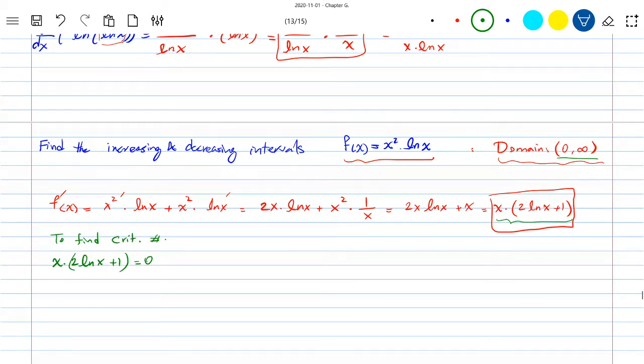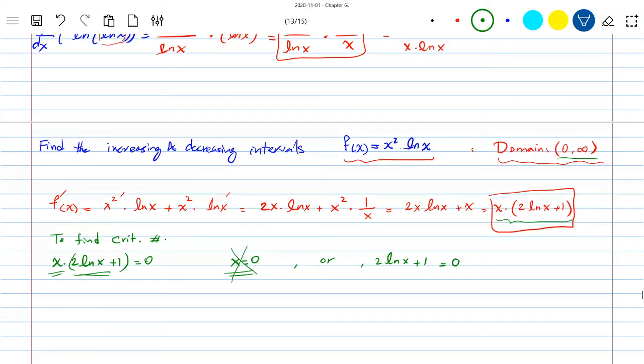From chapter 3, I think. So what we can say is either x equals 0, or the parentheses is 0, or 2 ln x plus 1 equals 0. One important thing, x cannot be 0 since it's not in the domain. This is not allowed.